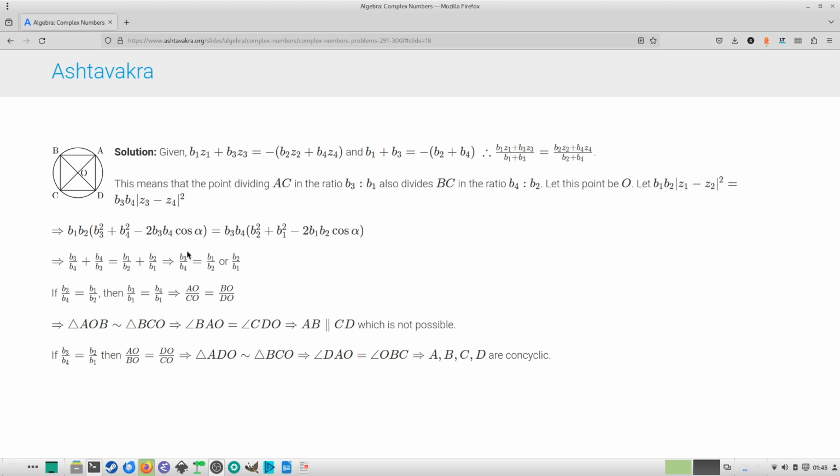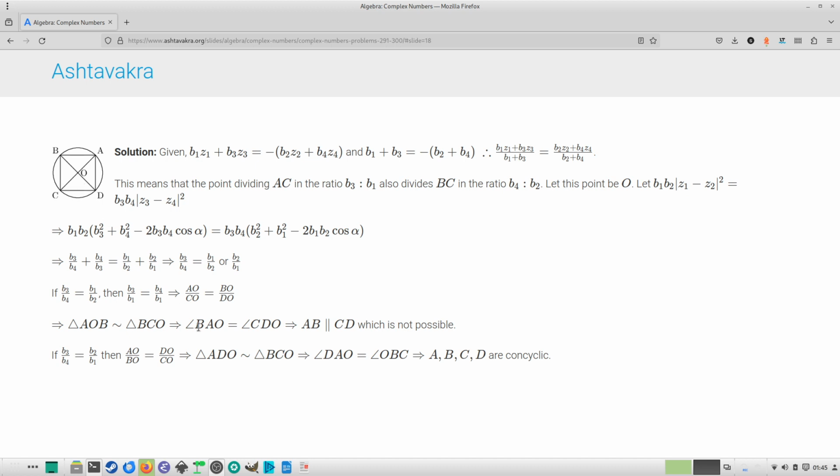This implies that b3 by b4 is equal to b1 by b2 or b2 by b1. Now if b3 by b4 is equal to b1 by b2, then b3 by b1 is equal to b4 by b1, which means AO by CO is equal to BO by DO. This implies that triangle AOB is similar to triangle BOC.